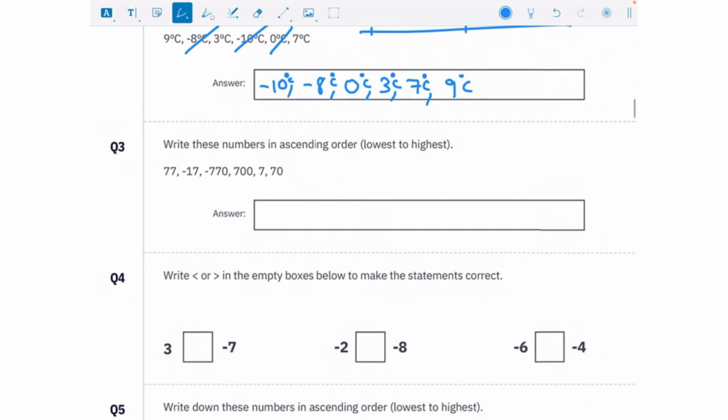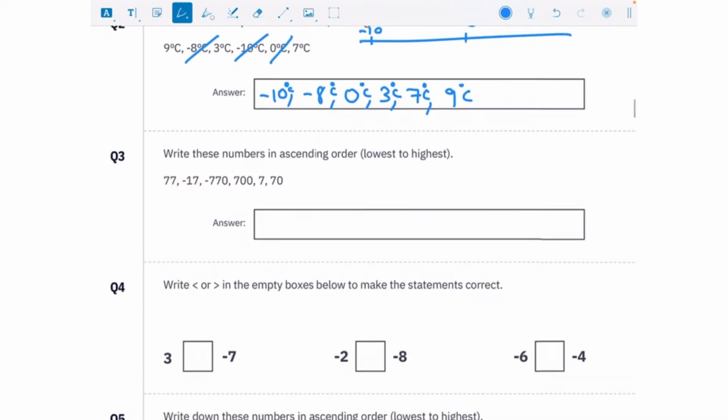Question number 3, write these numbers in ascending order. So ascending means going up, lowest to highest. So the smallest here is going to be minus 770. That's way into the negative numbers. Then my only other negative is minus 17, so that comes next. Then I'm into the positive numbers. 7's the smallest of the positive numbers. Then 70, then 77, and then 700. And you're essentially just thinking about your number line and working from left to right.